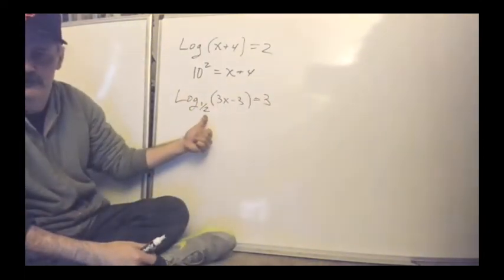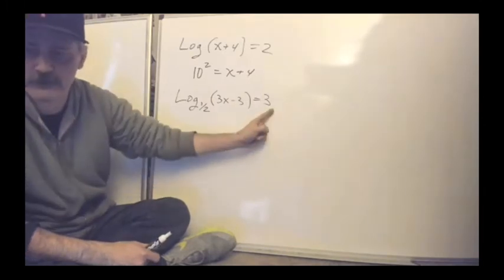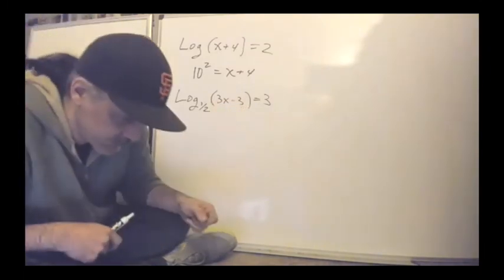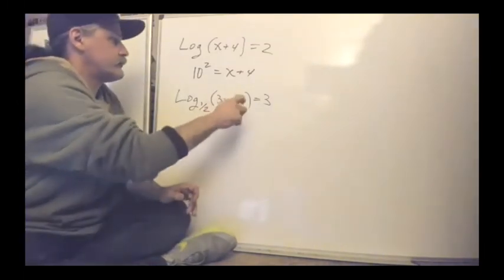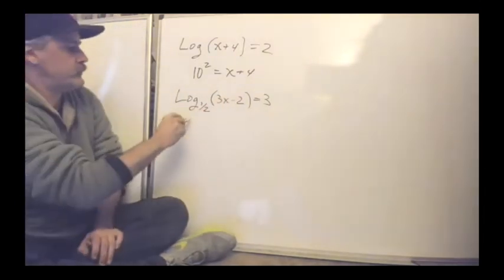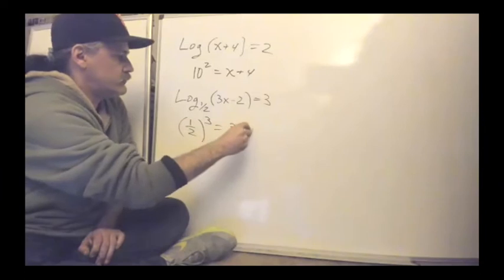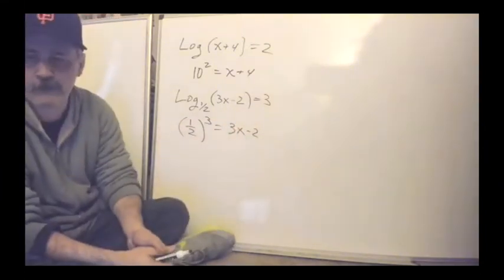Now the base is explicitly written, so it's 1/2. Our exponent's 3, and the value is 3x minus 3. Did I copy that right? 3x minus 2. All right, so then 1/2 to the third power equals 3x minus 2, and then you just finish it from there.